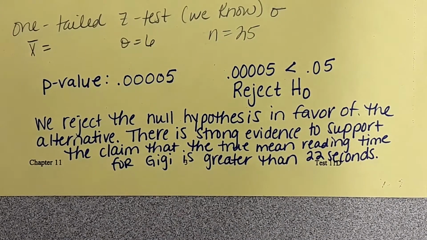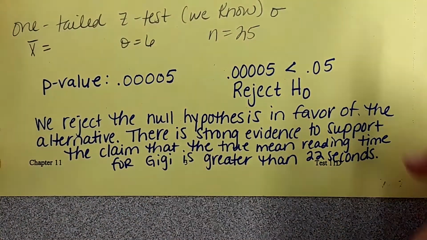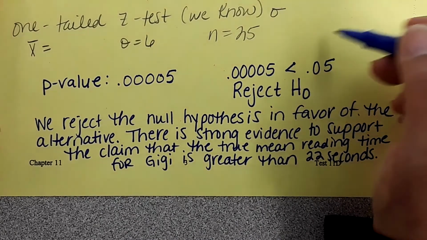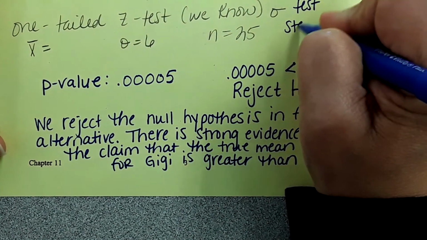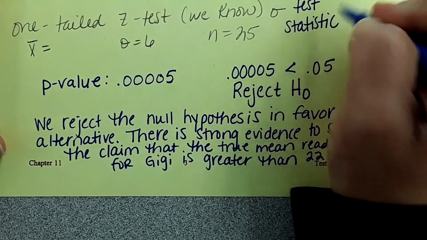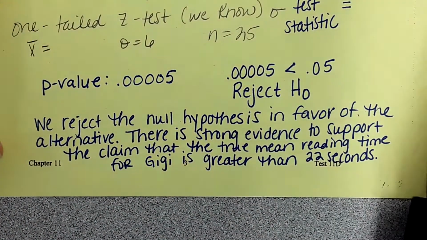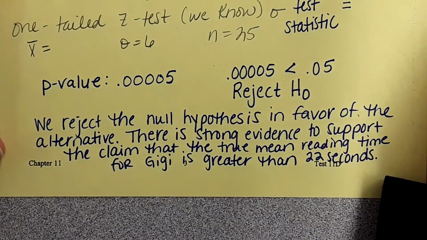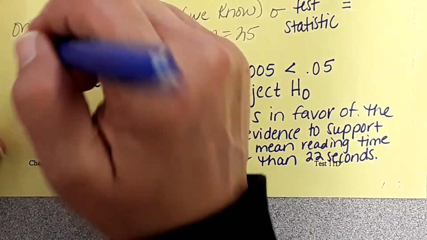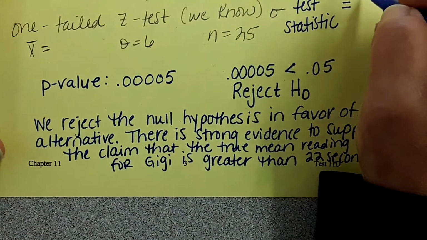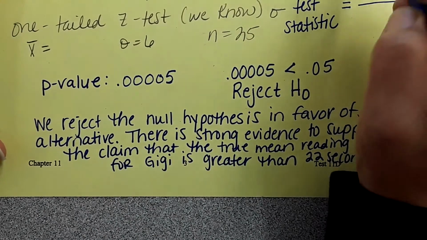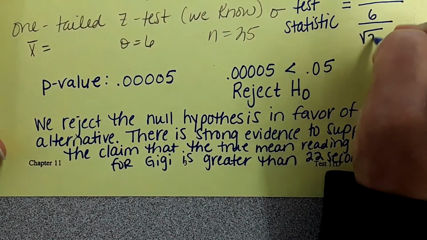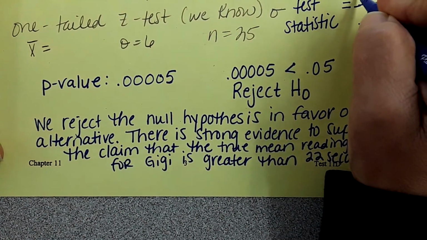Okay. Now, I do want you to know there's a couple things that I left out here. You should always write the test statistic formula. We did this before break. We were talking about the test statistic, and the test statistic would be, what was the x-bar? Didn't they give you the x-bar? So it would be x-bar minus 22, over 6 divided by the square root of 25, and I forget what this is right here.